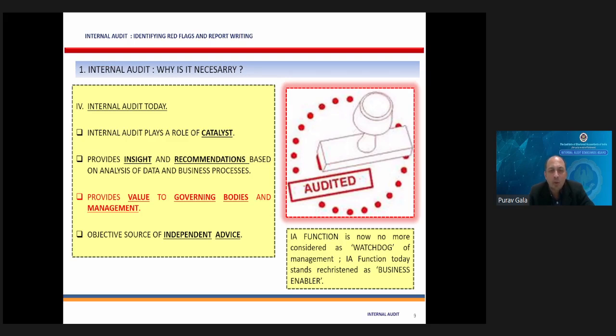It is an objective source of independent advice. It's no longer considered a watchdog. It's a business enabler. So the audit function today is no longer known as a watchdog. It is supposed to play the role of a business enabler.